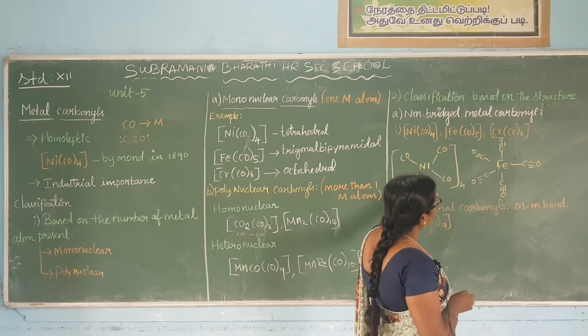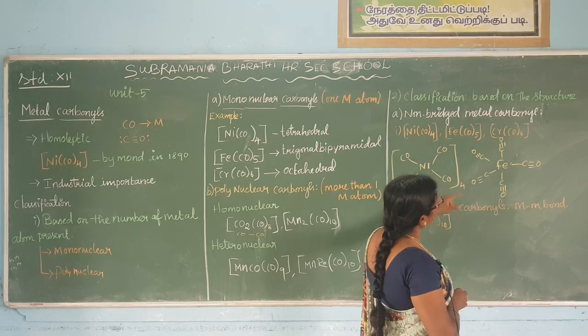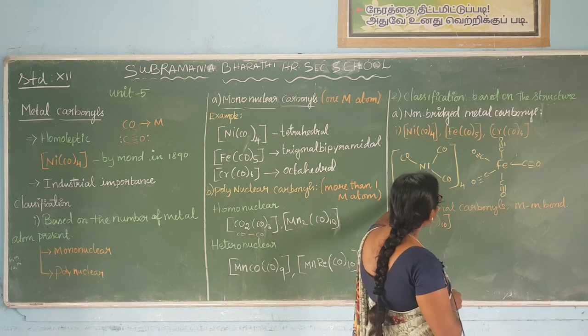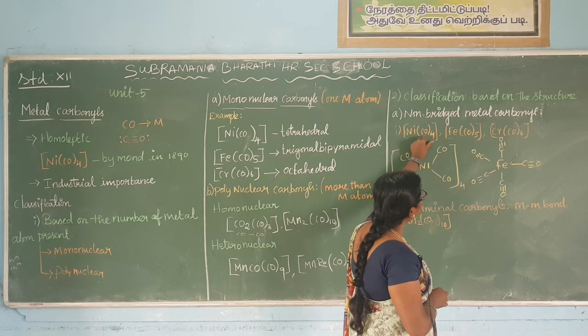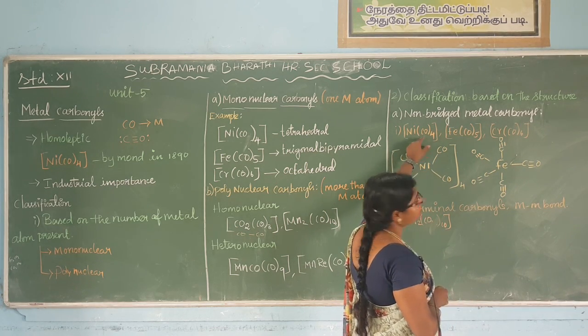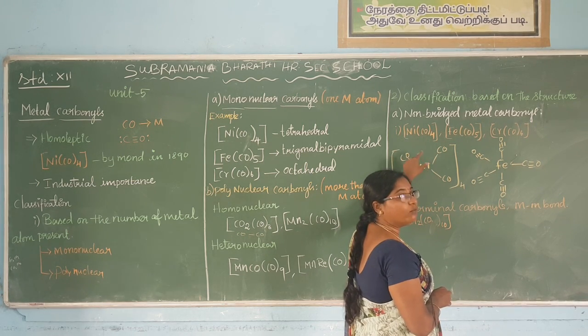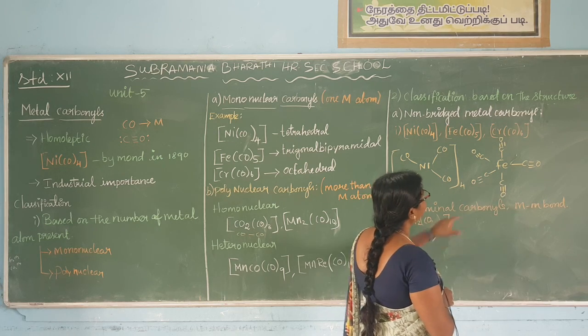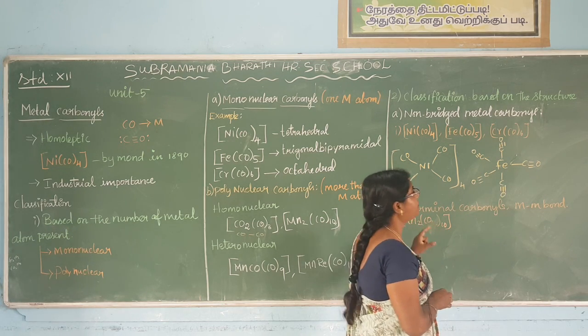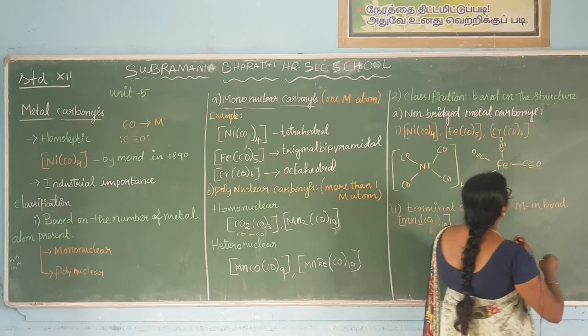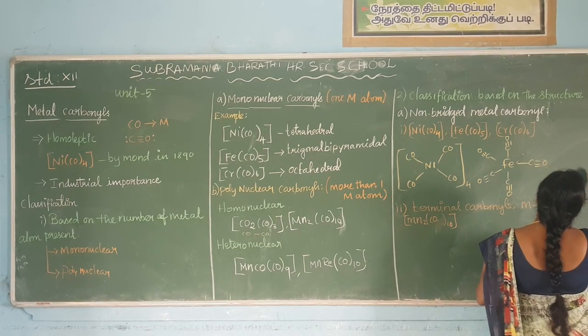Okay. See here, what did I tell you? What is non-bridged metal carbonyl? In this case, the carbonyl group will be attached to the central metal atom, only one kind of central metal atom. There is no kind of bridging over here. Then the next one is chromium hexacarbonyl.